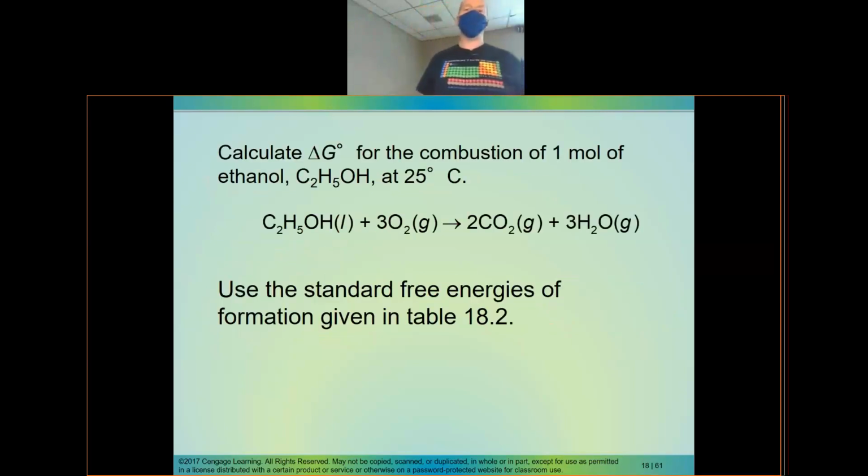All right, so calculate delta G for the combustion of 1 mole of ethanol at 25 degrees Celsius. All right, so we have 25 degrees Celsius. We can use our numbers off of the table because we are at 25 degrees Celsius. All right, well, we can predict. Let's first predict our delta S. Our delta S prediction is we have 1 liquid and 3 moles of gas. And on the right, we have 5 moles of gas.